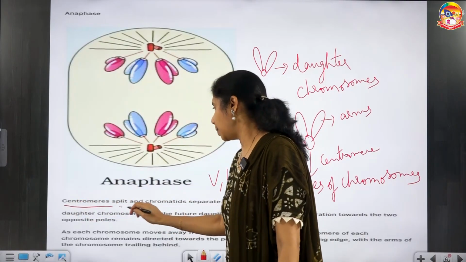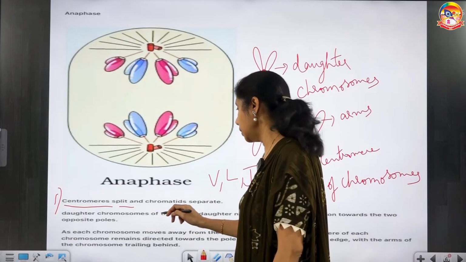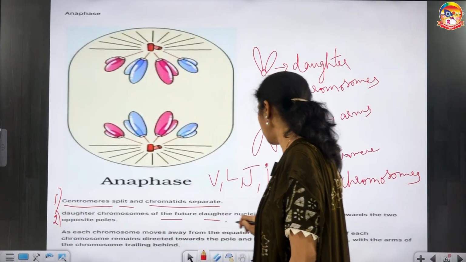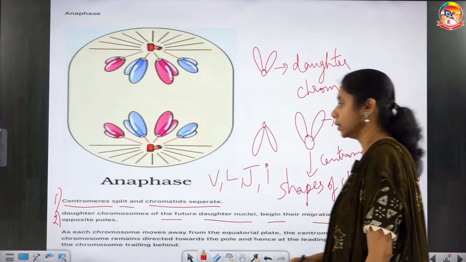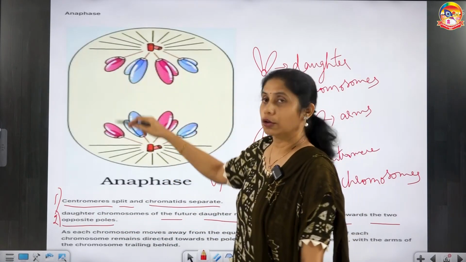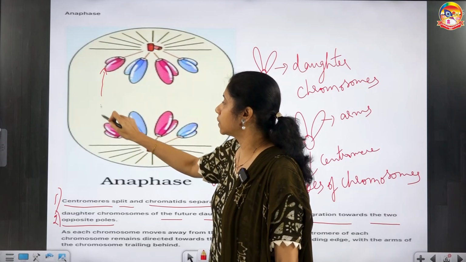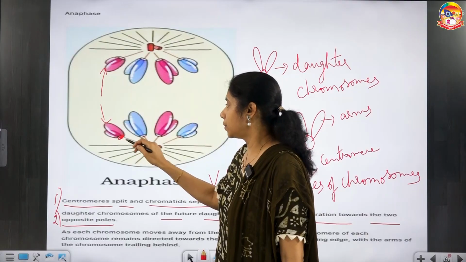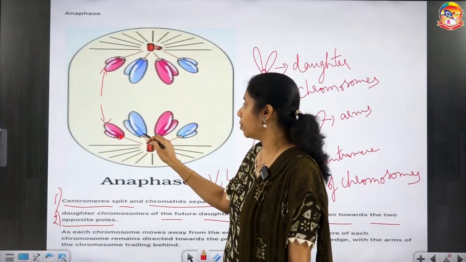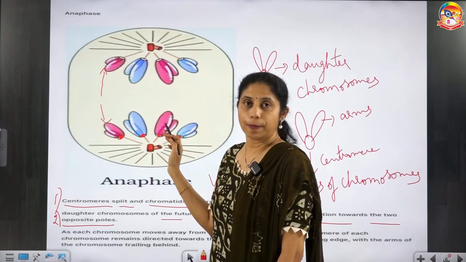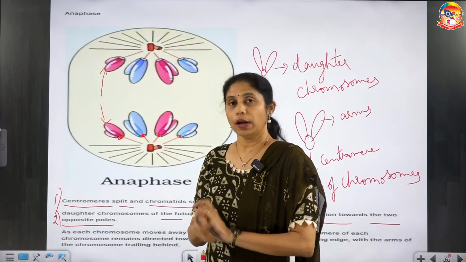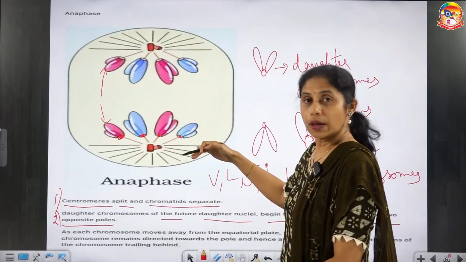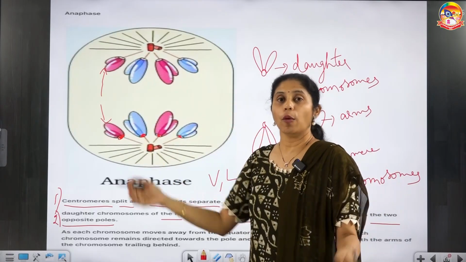Now let us see the events of anaphase. The first event is centromere splitting. First the centromere splits and the chromatids get separated. The daughter chromosomes of the future daughter nuclei begin their migration towards the two opposite poles. These are the daughter chromosomes, and this one started moving towards one pole, and this one towards the opposite pole. When they are moving, you can see that the centromere is going first, followed by the arms. So the leading edge is always the centromere and the trailing end is always the arms. In this way, the daughter chromosomes migrate towards the respective opposite poles.